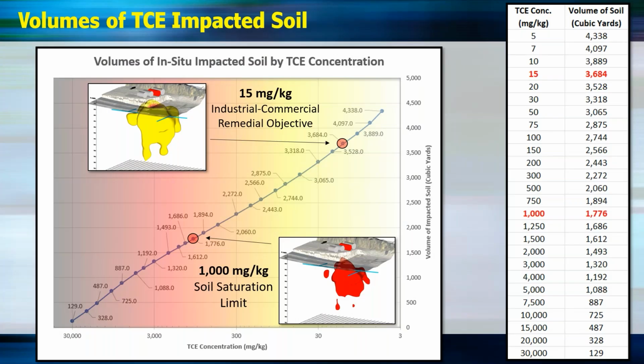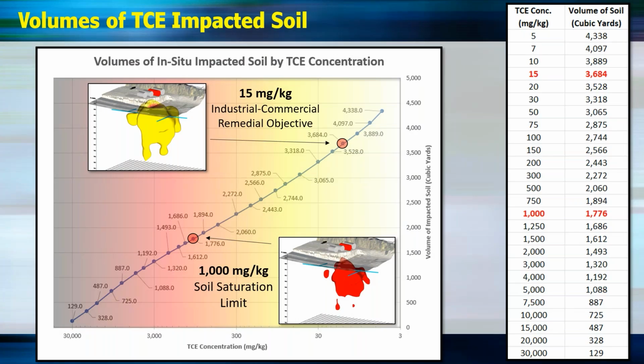But that 1,000 milligrams per kilogram is the soil saturation limit for this particular site in this particular state. So we have to remove those soils. There's no ifs, ands, or buts about it. That soil has to be treated or removed or gotten down below 1,000 milligrams per kilogram. And these illustrations really help the client and the consultant to understand how much contaminated soil we're dealing with.